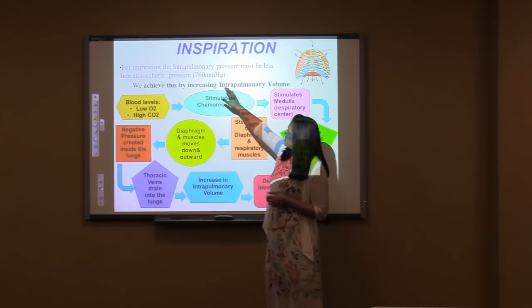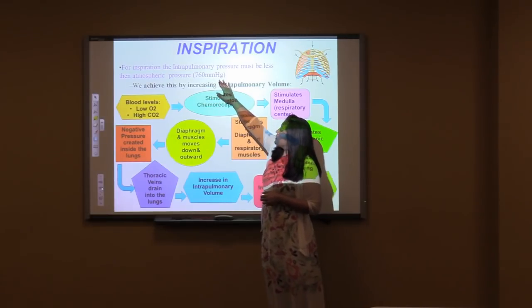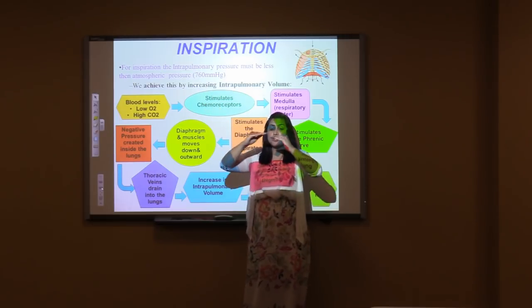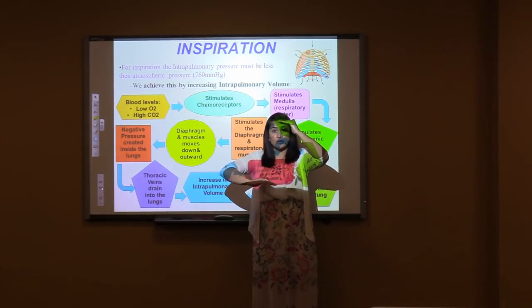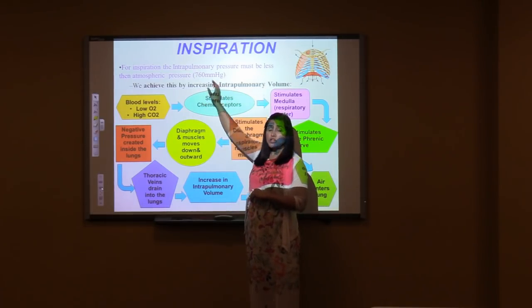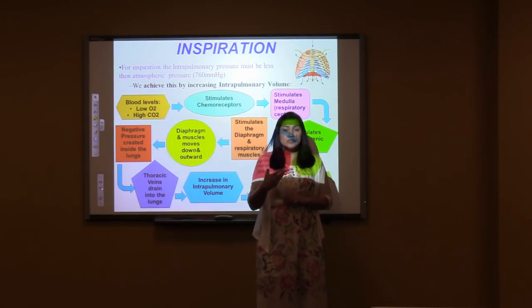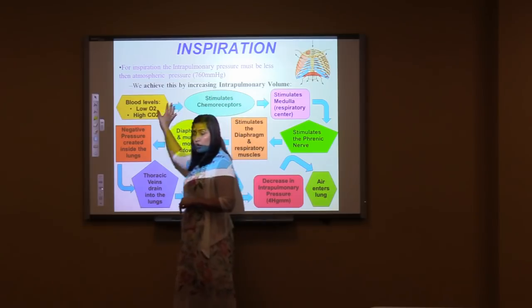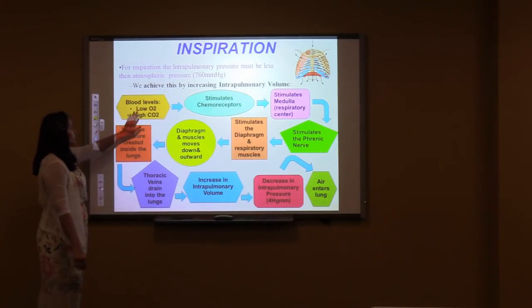Okay, so as I mentioned, for respiration or inspiration, the intrapulmonary pressure must be less than the atmospheric pressure. So we must decrease the intrapulmonary pressure. How do we do that? We do this by increasing intrapulmonary volume. So this is a flow chart, very easy to follow.